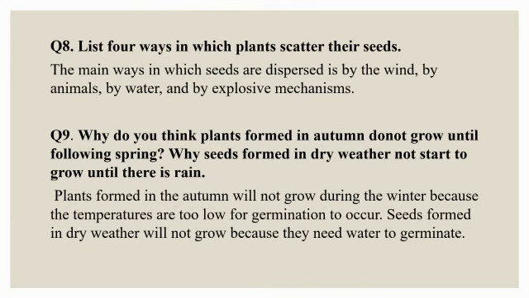Question number 9 is, why do you think plants formed in autumn do not grow until the following spring? Why do seeds formed in dry weather not start to grow until there is rain? So the seeds formed in the autumn will not grow during the winter because the temperatures are too low for germination to occur, and seeds formed in dry weather will not grow because they need water to germinate. So basically there are conditions for a seed to germinate. If the three conditions are not met, the seed is not going to germinate.